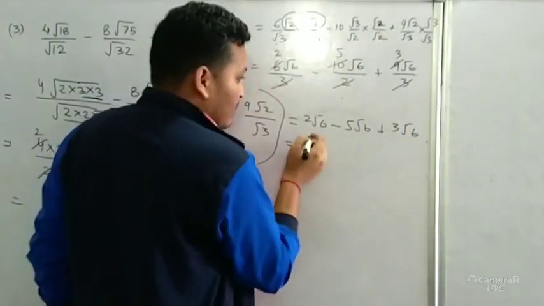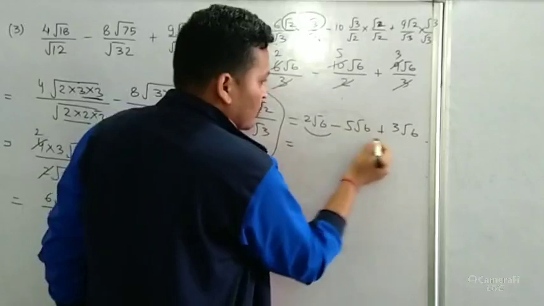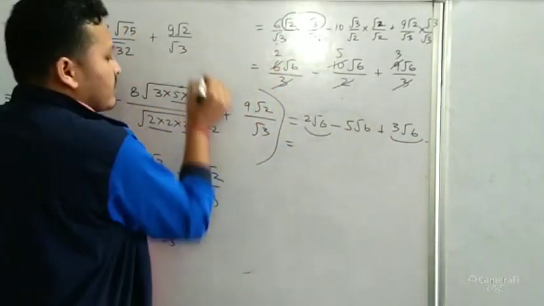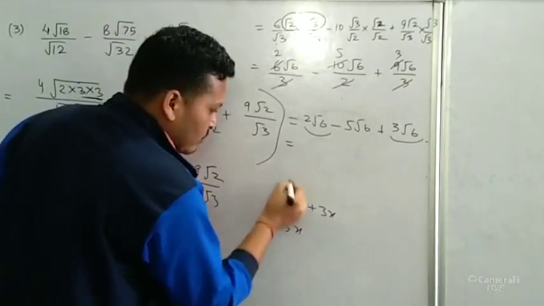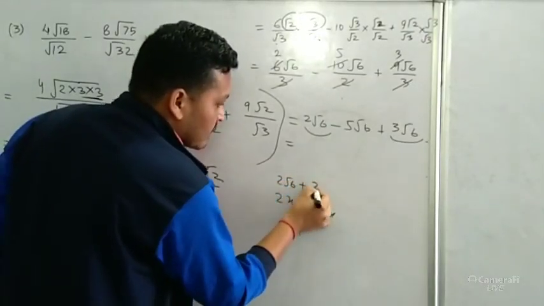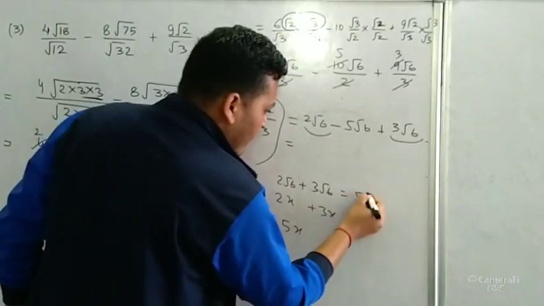So then adding the positive numbers 2 root 6 and 3 root 6, कहने का मतलब जैसे होता है ना 2x plus 3x, so then it is 5x. तो ऐसे तो ये आ रहा 2 root 6 plus 3 root 6 is equal to 5 root 6.